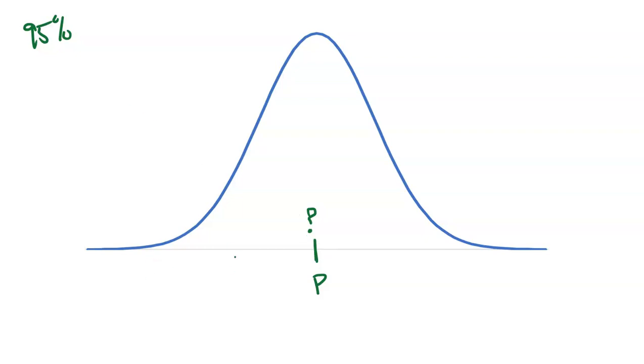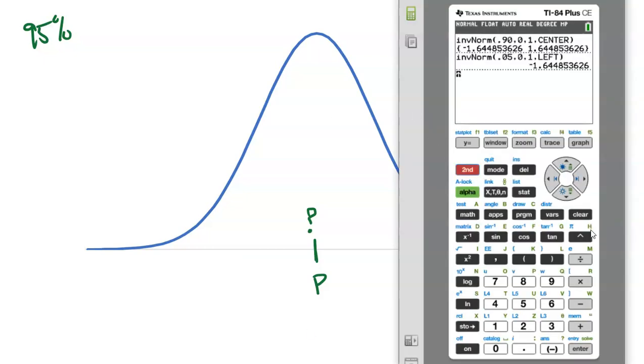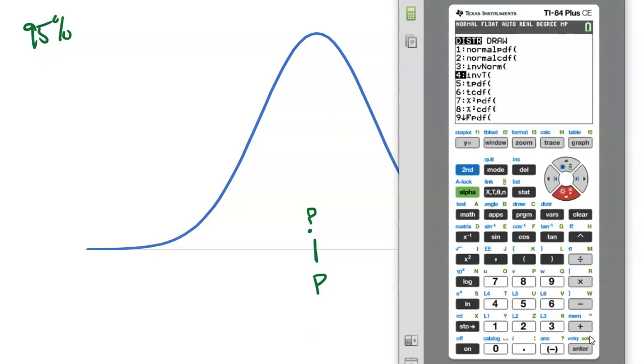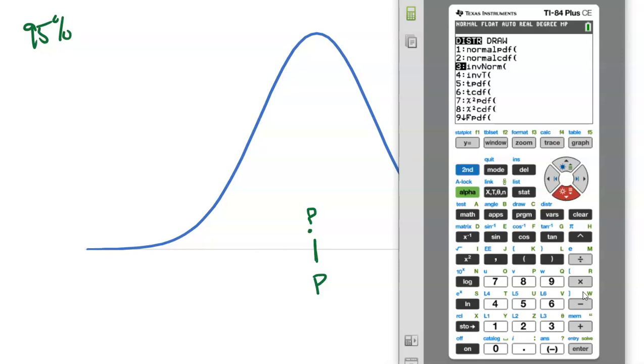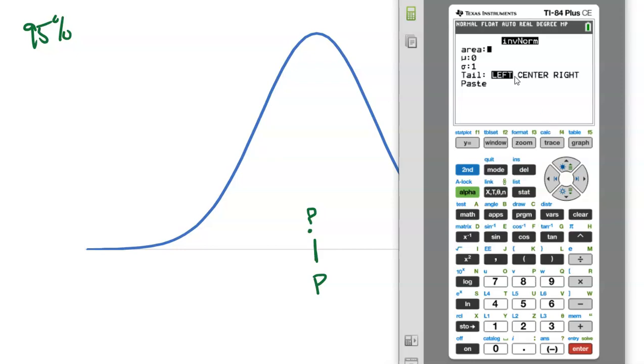So if I want to look at 95% of samples, I do have to grab my calculator one more time. So again, if you have this center feature, I chose the wrong one there. Sorry about that. Second vars, go down to number 3. If you have the center feature, you can actually put 0.95. It'll give you the z-scores that represent that middle 95%. But if you don't have that and you only have the left command here, then we're going to do 0.025.